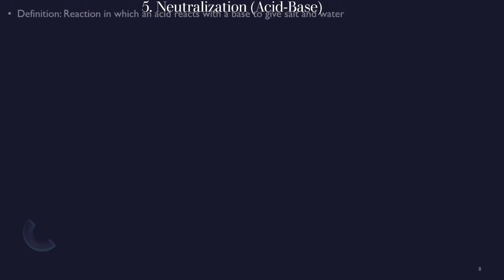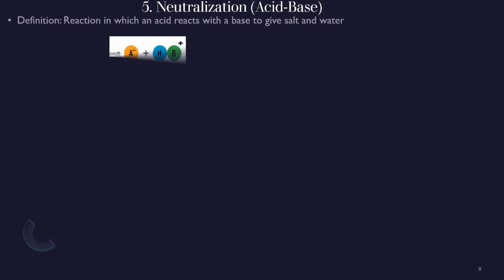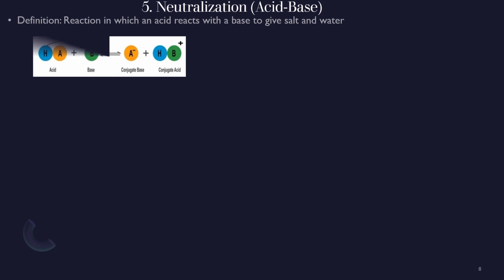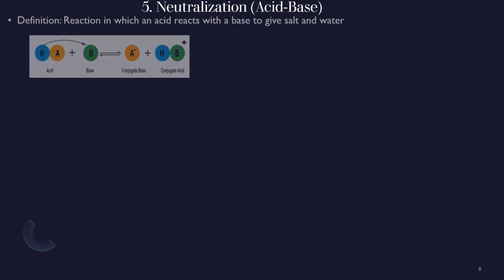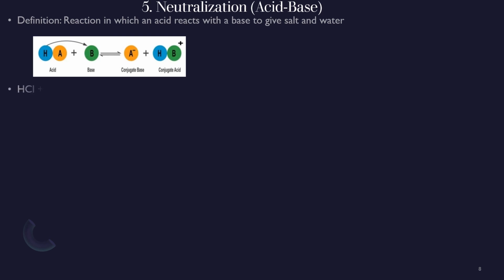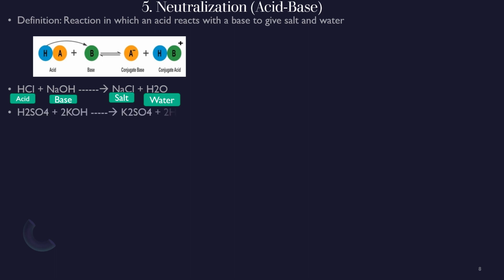Acid-base reactions are also called neutralization reactions. So when an acid reacts with a base, it gives salt and water. See the first example, HCl is reacted with sodium hydroxide. It gives NaCl. NaCl is called common salt, and water. Next example is sulfuric acid reacted with potassium hydroxide. It gives potassium sulfate plus water. So these two are the acid-base reaction examples.